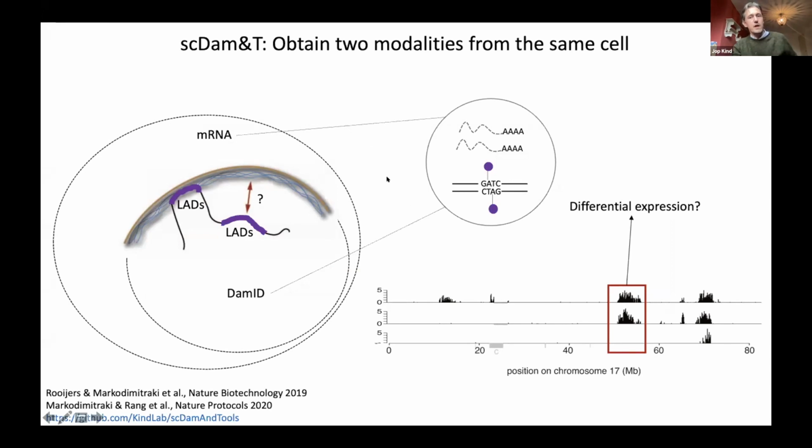For this, we developed single cell DamID, and the T, of course, stands for transcriptomics, to capture both the spatial genome positioning together with transcriptomics. So we can get these two modalities from the same cell, and then we can start to see what the implications are of this single cell heterogeneity for expression output.